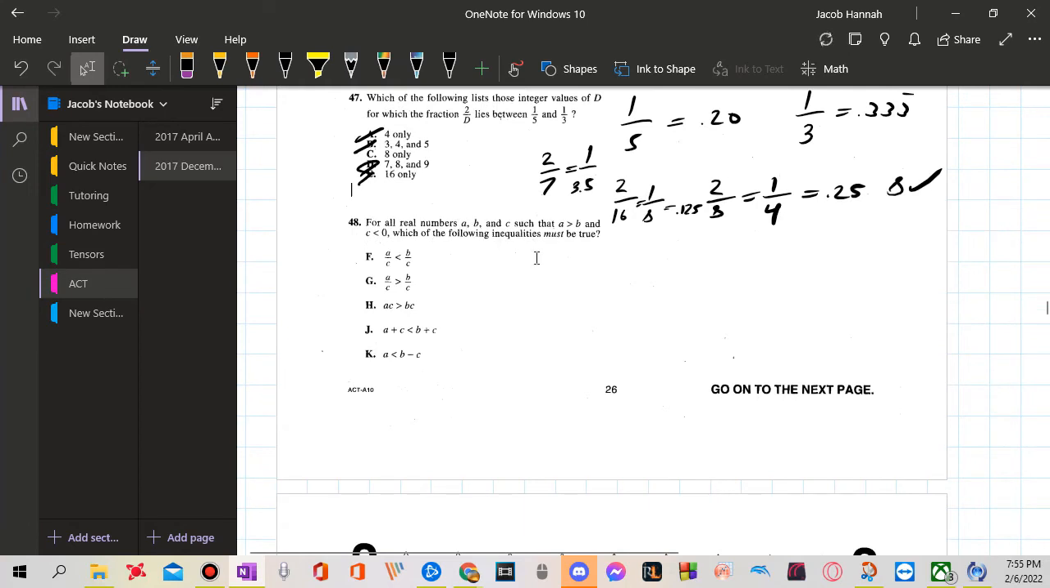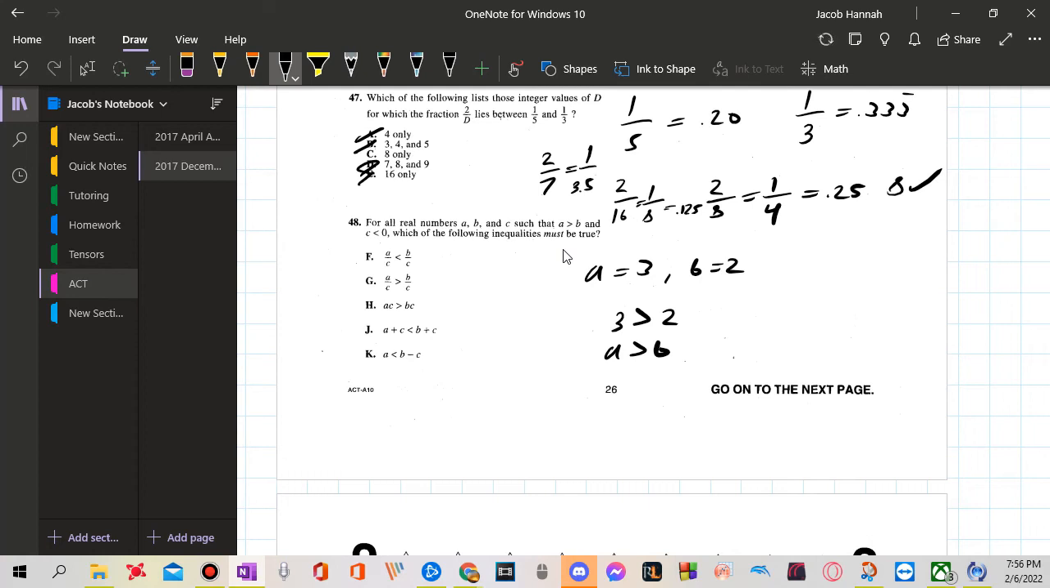For all real numbers a, b, and c such that a is greater than b and c is less than 0, which of the following inequalities must be true? The best way to do this is just to label some numbers. So let's say a is 3, b is 2. In this case, 3 is greater than 2, so a is greater than b.